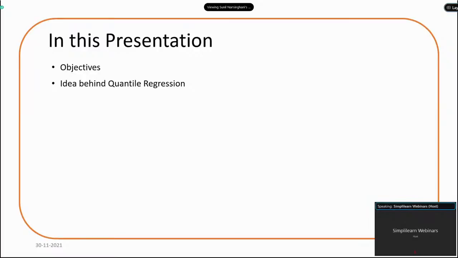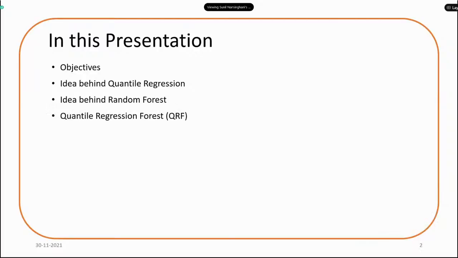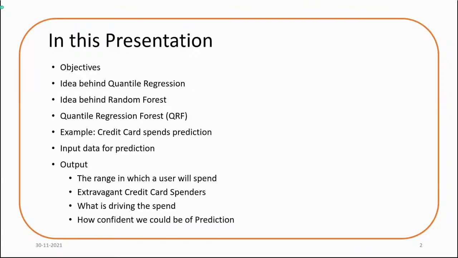Fine. So we'll talk about what quantile regression is all about. Then we'll talk about the random forest. Then with these two techniques, quantile regression and random forest, comes the quantile regression forest, and we'll talk about that. Then we'll take up the credit card spend prediction. Here, this is more like an example and not a case study. We have simulated some data and tried using it for our demonstration. So we'll show you some input data. Then we'll show you what output comes out of the quantile regression forest.